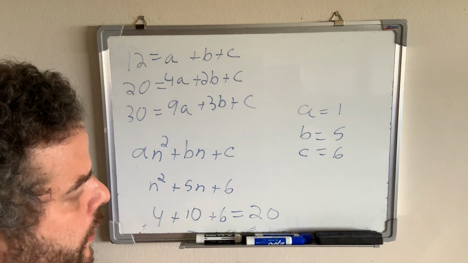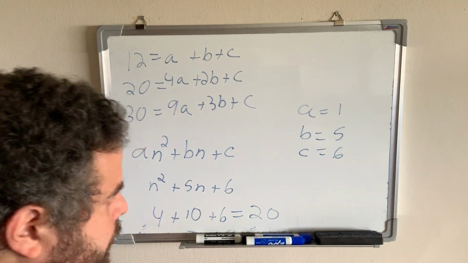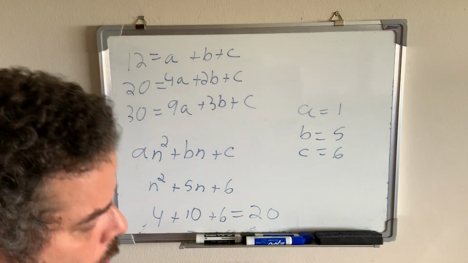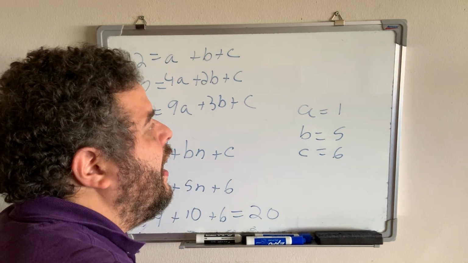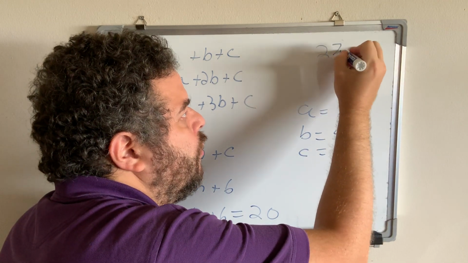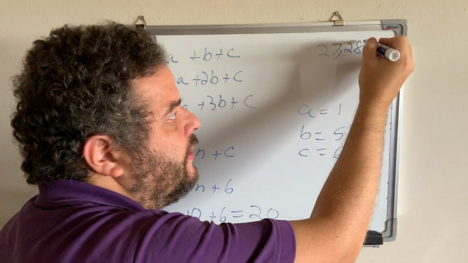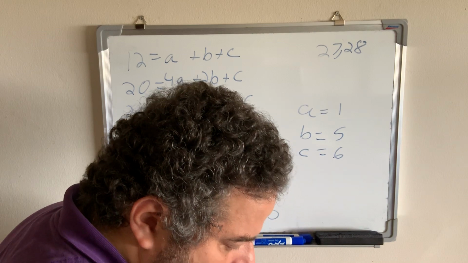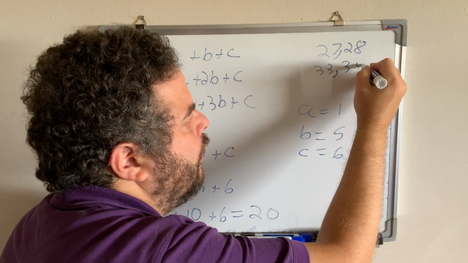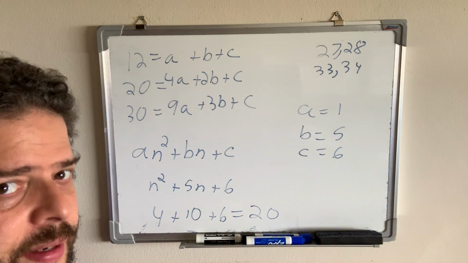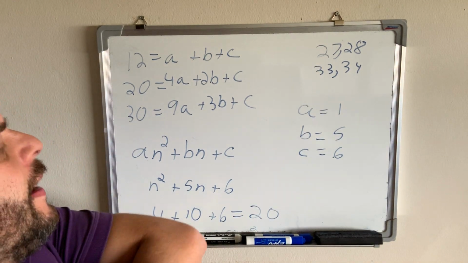That's going to be pretty much it for today. For homework, please do 27 and 28, which is arithmetic means, and also do 33 and 34, which is quadratics, okay?